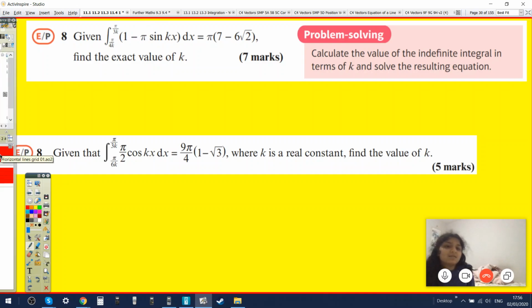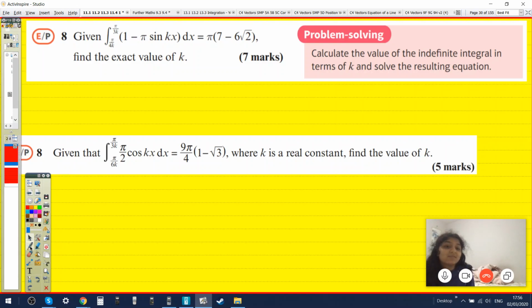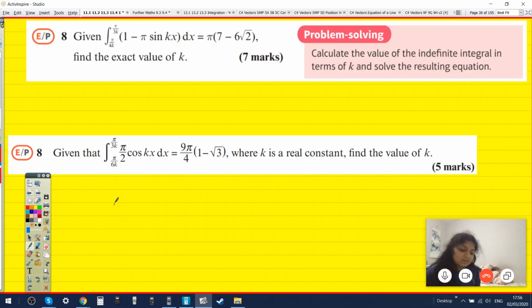How about this top one? That's really evil. I don't like integration. Yeah, it's harder than differentiation because it's reverse. I don't know how to integrate.